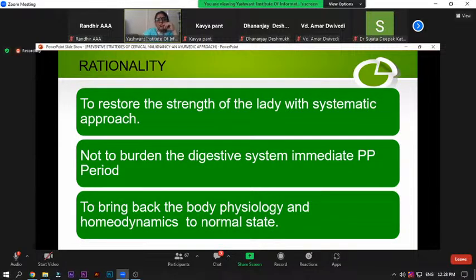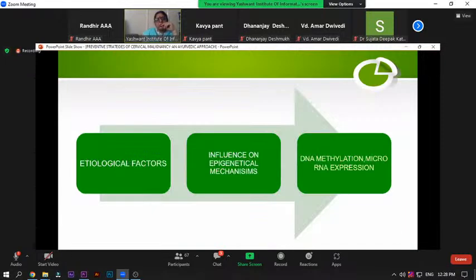The rationale in this Sutika Paricharya is to restore the strength of the lady with a systematic approach, not to burden the digestive system in the immediate postpartum period, and to bring the body physiology and hemodynamics back to a normal state. This in turn helps in preventing autoimmunity as well as cancers. So the etiological factors we have discussed so far, diet, lifestyle, etc., influence the epigenetic mechanism, which gets altered and results in altered DNA methylation and RNA gene expression. This can result in the development of malignancies. So whatever preventive strategies we take, the adverse alteration of methylation and RNA gene expression can be prevented, helping to prevent the development of malignancies.